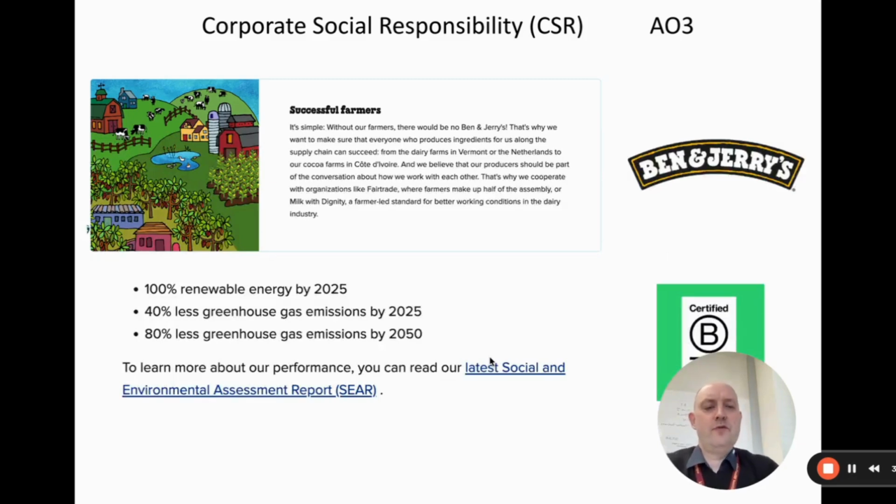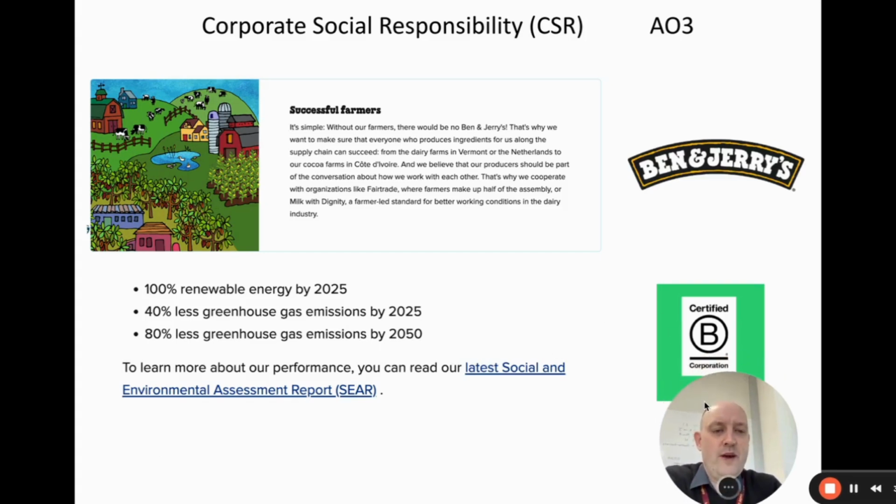To give an example, this is Ben & Jerry's. We looked at the mission statement for Ben & Jerry's in the first video. Ben & Jerry's have actually achieved something called a certified B corporation. It's a special award given to businesses who prioritize social and economic objectives. They're transparent about it as well. You have to go through quite a rigorous process to achieve this, but it's kind of like a stamp that says they're a business that does prioritize CSR.